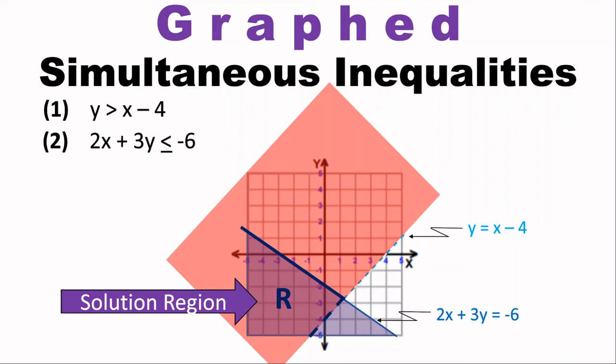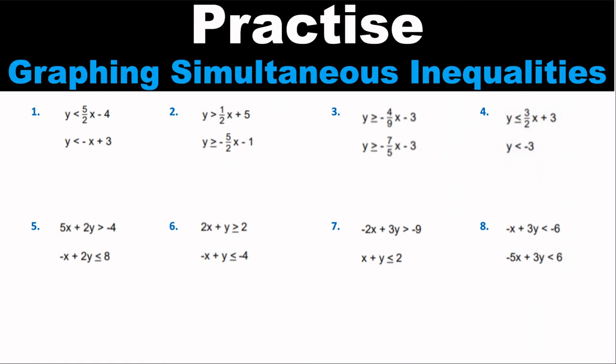Now, hopefully that was fairly clear, because it's time for you to get some practice in now. Go ahead and hit pause so that you can graph both lines. Remember, if the inequality is not underlined, it's a dotted line. If the inequality is underlined, it's a solid line. And pay attention to the inequality to see if y is less than or greater than your expression.